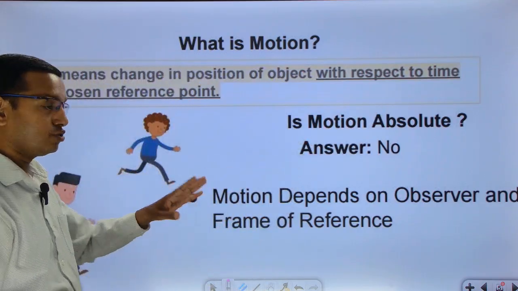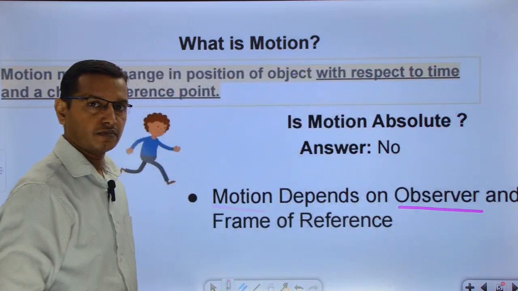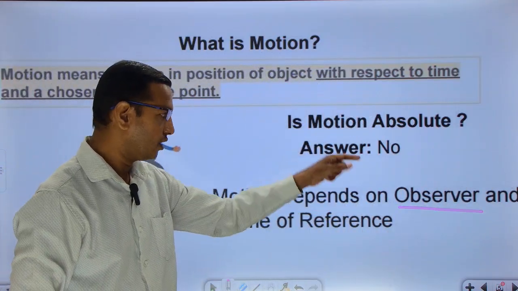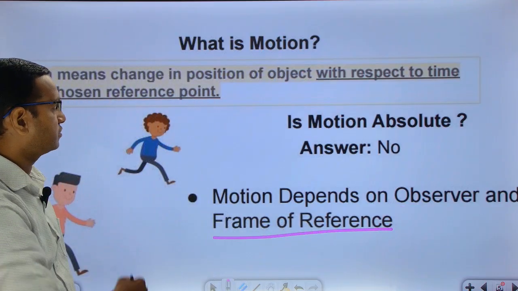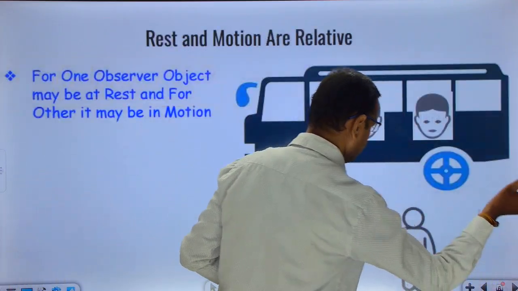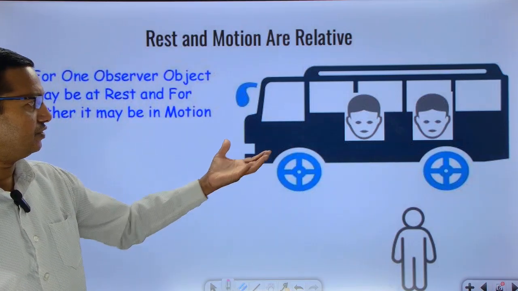One more thing is, motion actually depends on the observer. Just now I was telling this point. Motion depends on the observer and it depends on the frame of reference. This example I have also discussed earlier, so let's have a small recall of this.